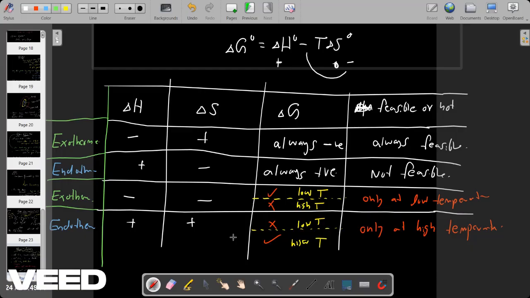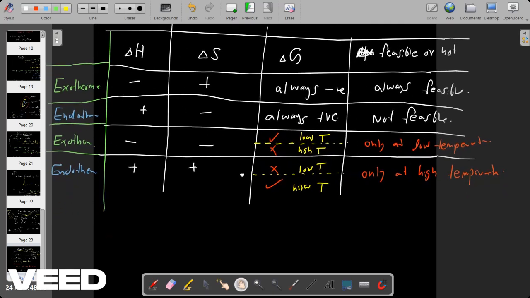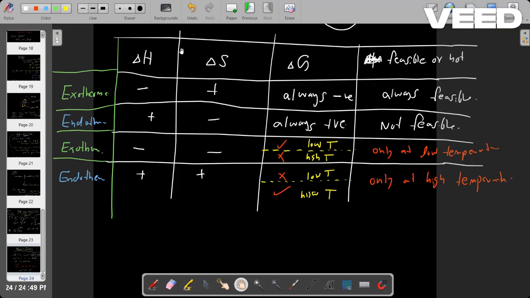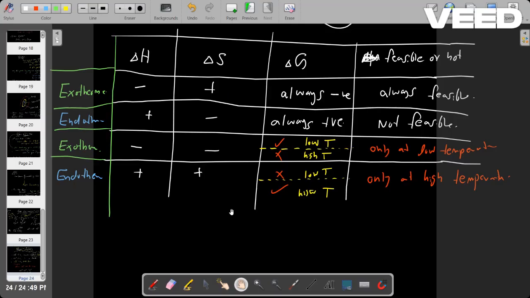Right. Okay. So this tells you why, by looking at the enthalpy only, we cannot decide on the feasibility. Right? Delta S always comes into play, but in some cases even temperature matters. In the first two scenarios, temperature does not matter, but in the last two, temperature matters. That's a summary.